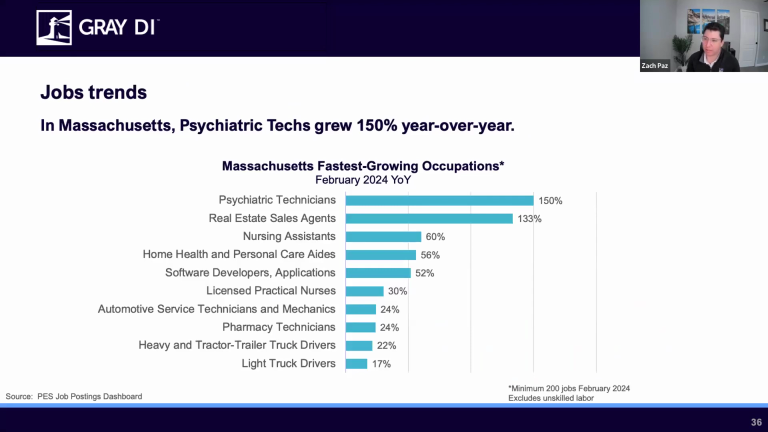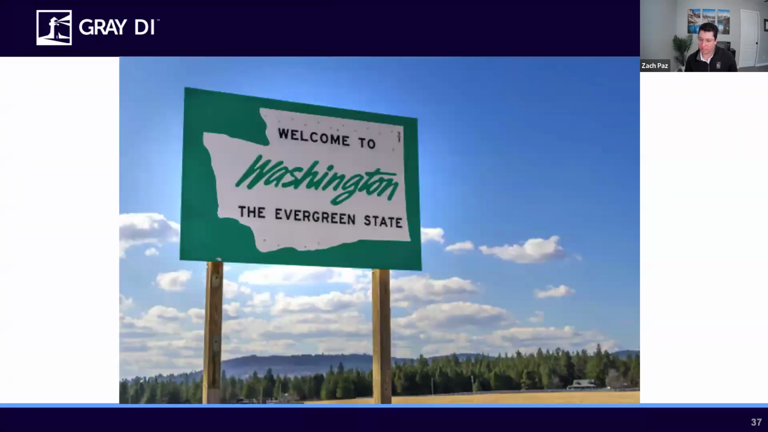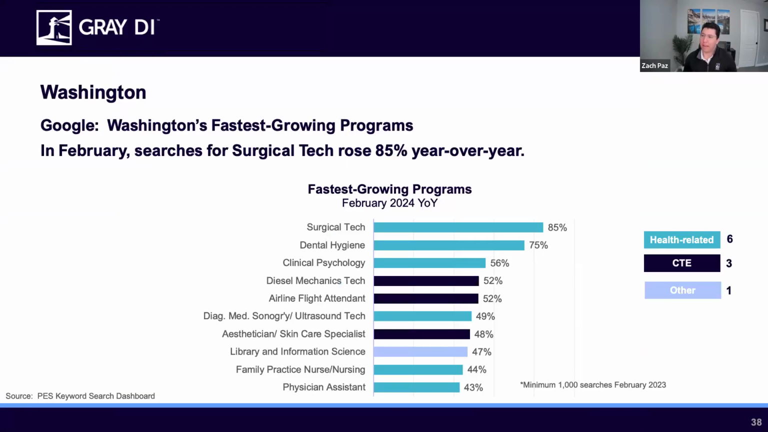All right, now let's go all the way out west to Washington, and look at the fastest growing programs we see there from a Google search perspective. We have 6 health-related programs: surgical tech, dental hygiene, clinical psychology, diagnostic medical sonography, family practice, and physician assistant. 3 were related to CTE, career technical education: diesel mechanic, airline flight attendant, and esthetician, skincare specialist. And then we also have library and information sciences. Very interesting that's also coming up again.